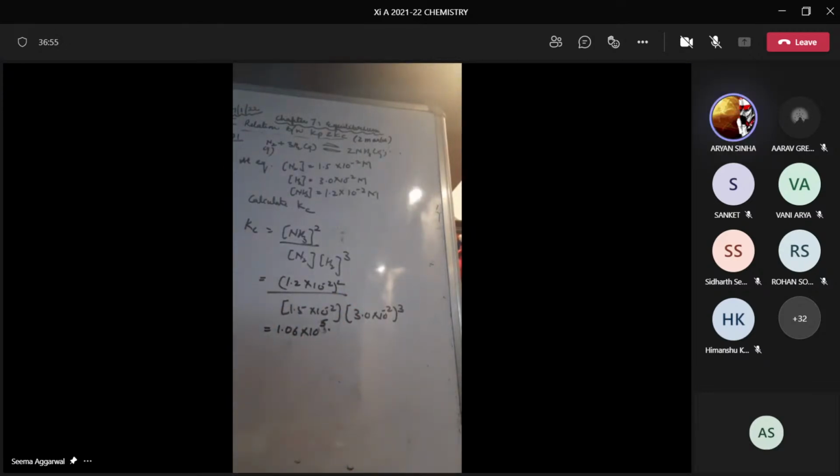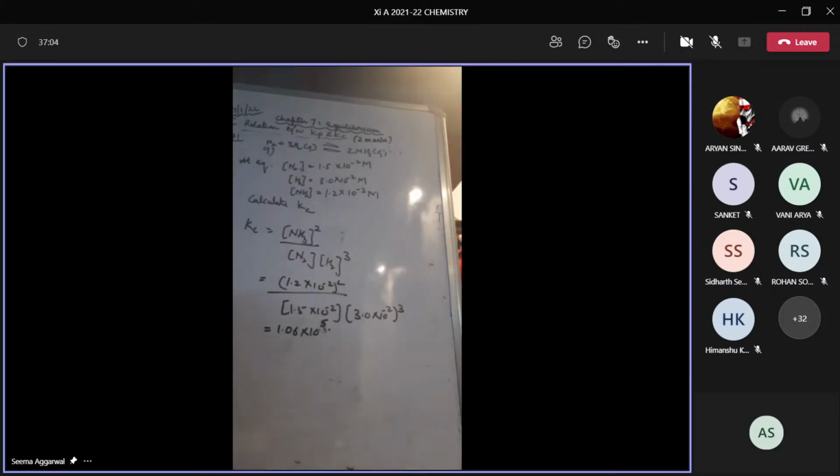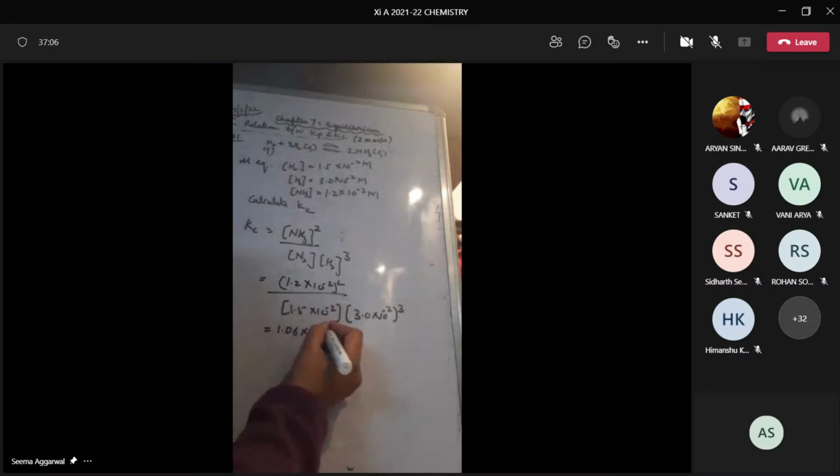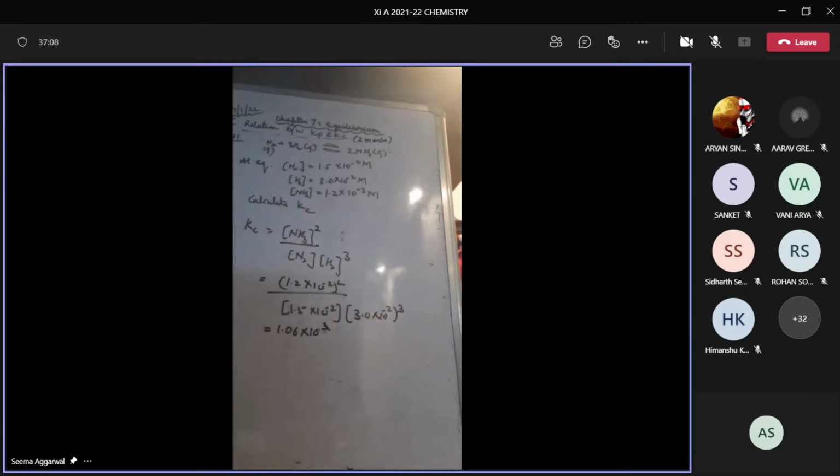Ma'am, the answer is wrong. Ma'am, the answer is 1.06 into 10 to the power 3. One minute, let me check. Okay, there was actually a misprint in my book. It is 10 to the power 3 only, and here 4. Okay. Clear? So in this case, we are given the concentrations at equilibrium only.